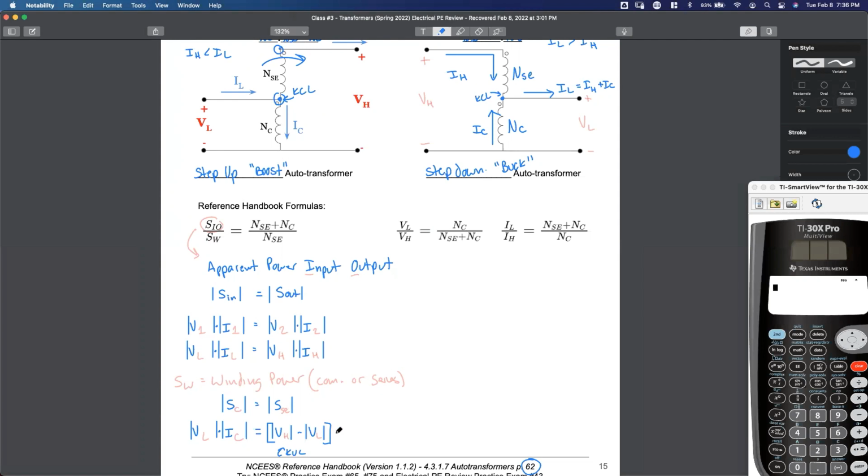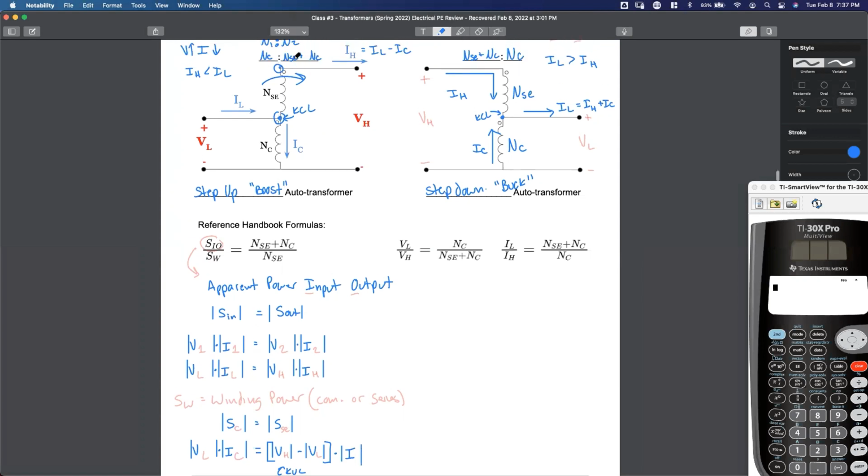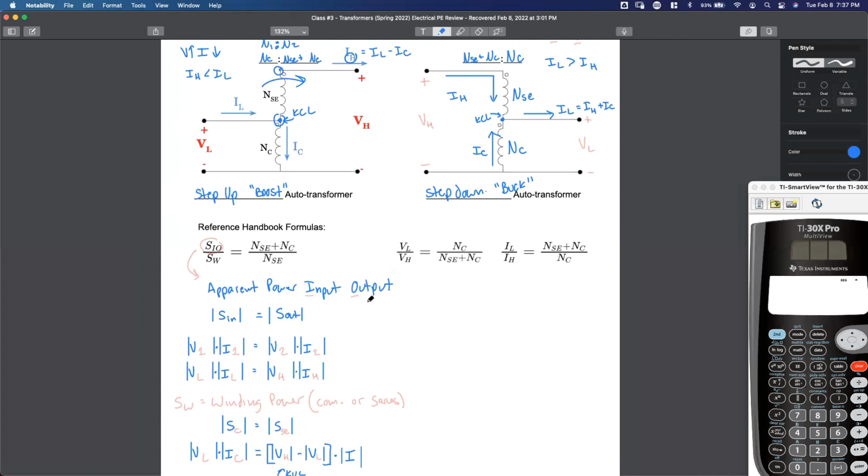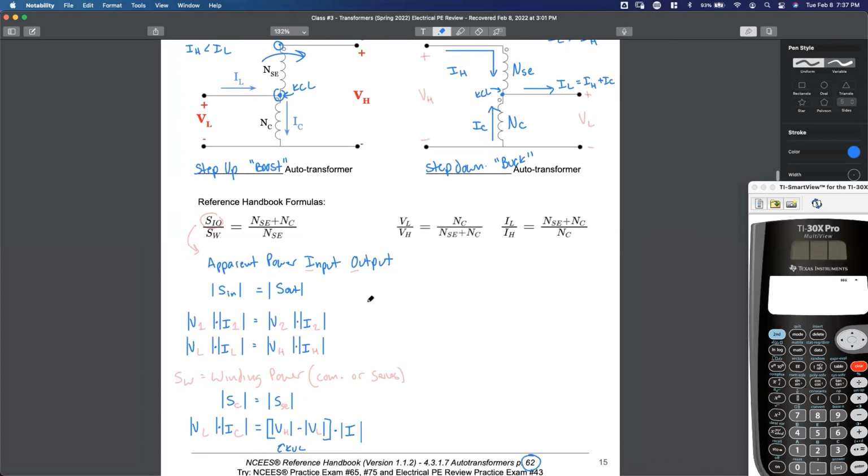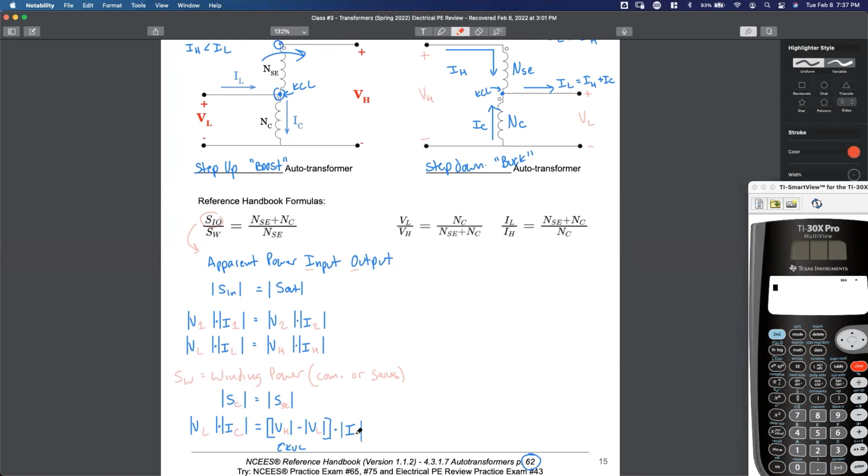Now we got to multiply by the current. What's the current flowing through N_SE, the series winding? That's going to be what? It's going to be the current on the high voltage side, right? It's going to be IH. Careful, not IC this time. It's going to be IH. Ta-da. So these two relationships are equal. The power in the series winding is equal to the power in the, I got that backwards, excuse me. The power in the common winding, rather, is equal to the power in the series winding.